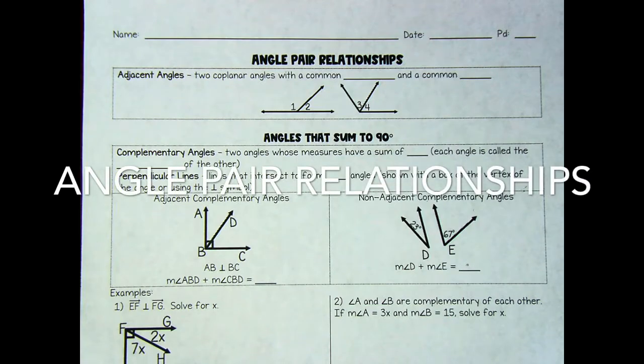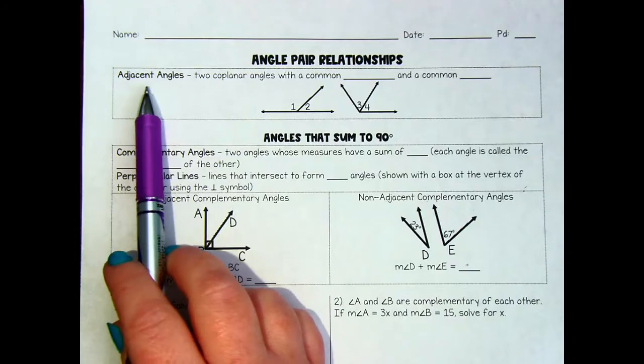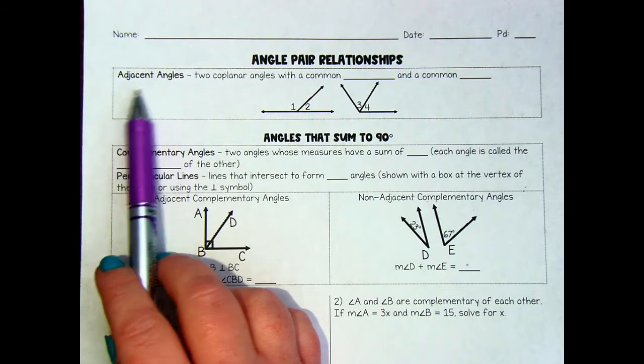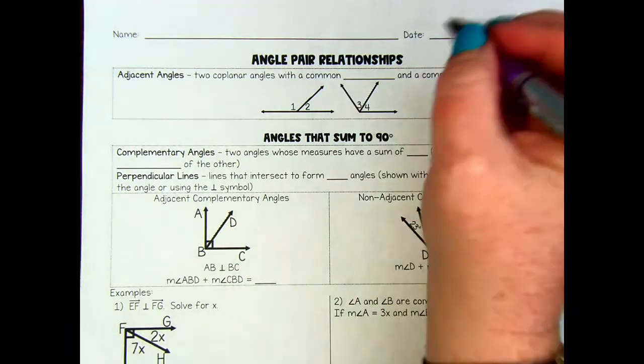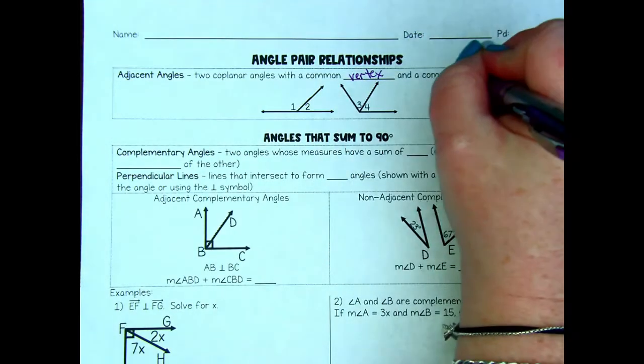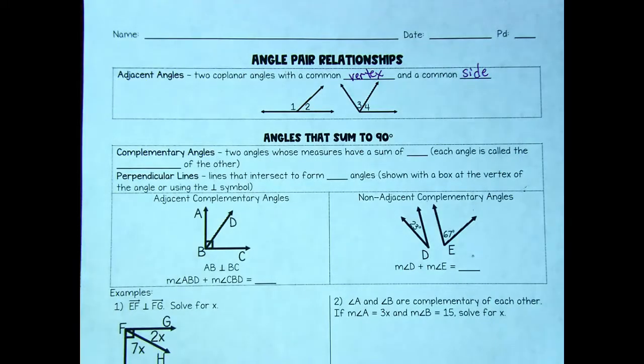This video introduces us to angle pair relationships. One of the first types of angle relationships are adjacent angles. Adjacent angles are two coplanar angles with a common vertex and a common side. But the side has to be on the interior.